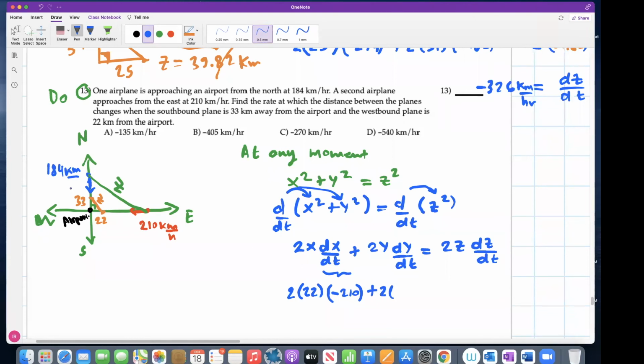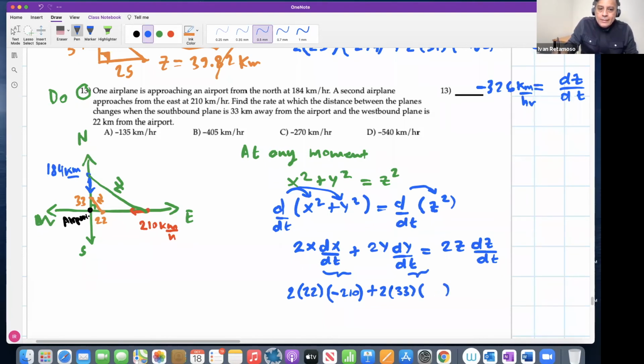Twice y now. Y is 33 here. Multiply by this. What should be this? Anybody? dy dt. 184. Yeah, but positive or negative, Miguel? 184 or negative 184? Which one? Negative. Aha, excellent, Miguel. Negative because it's decreasing, right? This airplane is approaching the airport, decreasing over time. So negative 184. Excellent. Twice z.